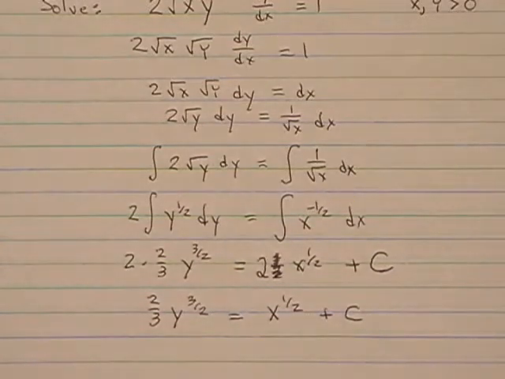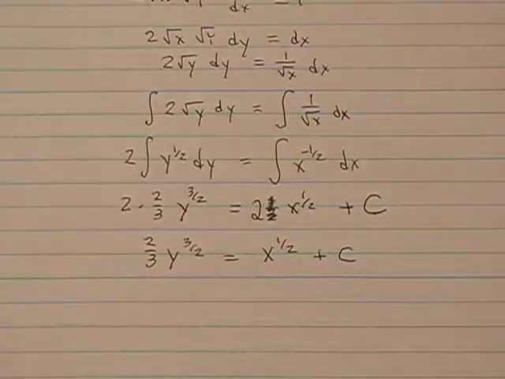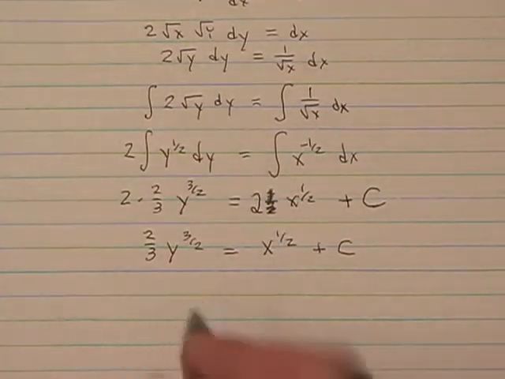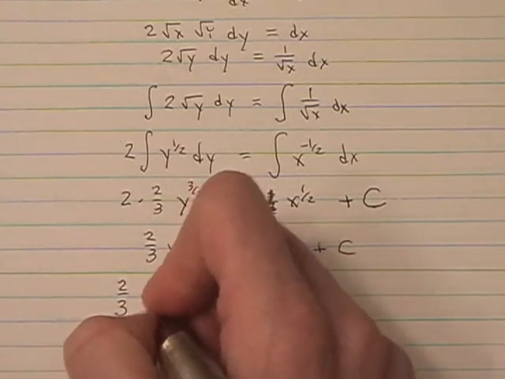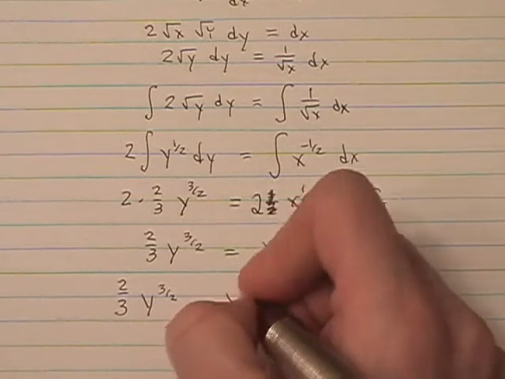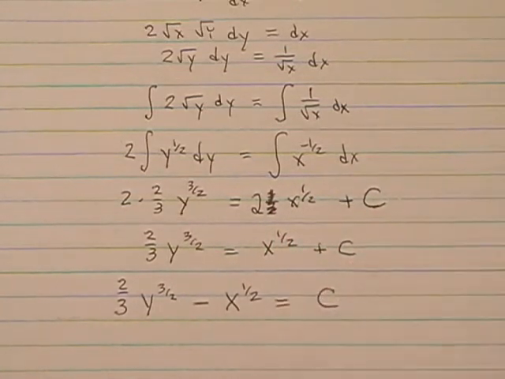Now I've seen the final solution to these equations written several ways, but going by what I see in the back of your textbook for the answer, what they do is they then recollect the terms on the left side. So they get 2/3 y to the 3/2 minus x to the 1/2 equals c, and they stop.